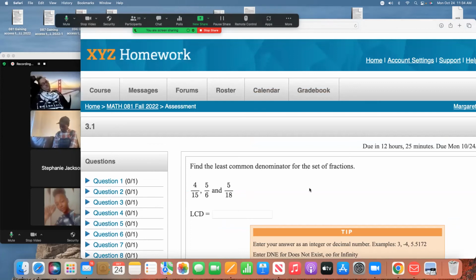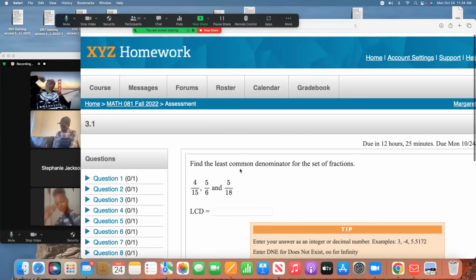I've got the 15, I've got the 6, and I've got the 18. So those are the three numbers. They don't want me to add them. They just want me to get the common denominator, the least common denominator. You know what I would do with this problem? I'd go to primes. It's quickest. It's a lot better than doing multiples.